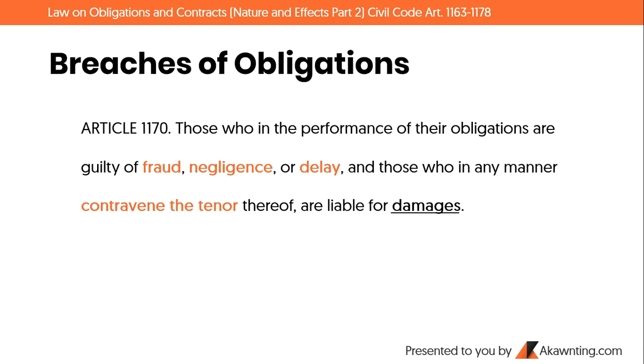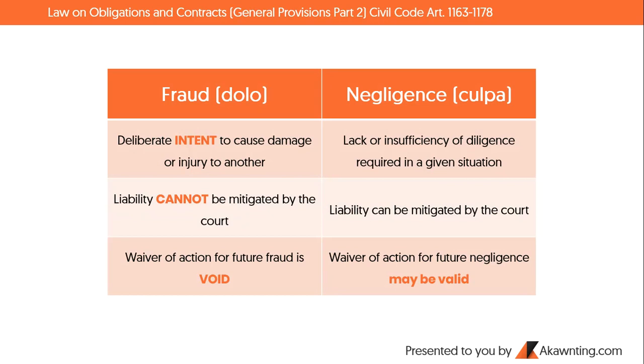Article 1170, those who in the performance of their obligations are guilty of fraud, negligence, or delay, and those who in any manner contravene the tenor thereof, are liable for damages. Okay? So let's start by comparing fraud and negligence. So we created a table that compares fraud or dolo and negligence or culpa.